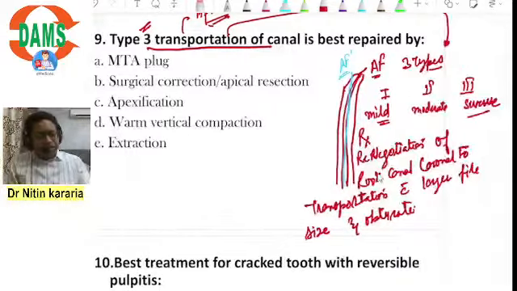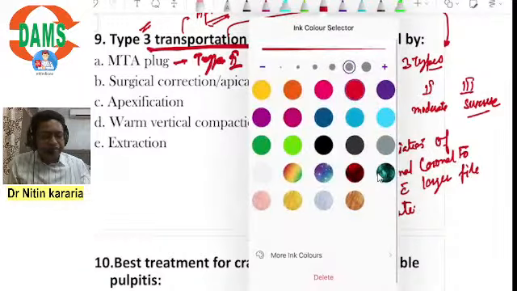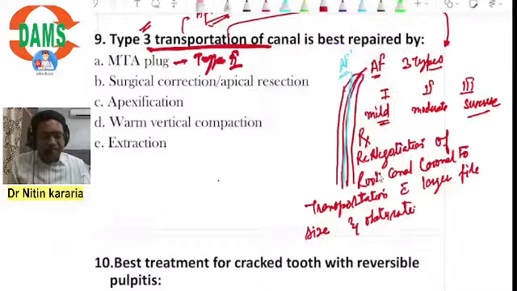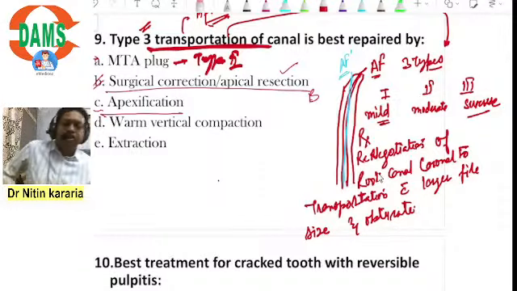So coming back to the question, type 3 transportation. MTA plug is for type 2, isn't it? It is for type 2. Surgical correction and apical resection is the answer over here, option B. Apexification again is related to apical MTA plug formation, one and the same thing. We do it for type 2 transportation.